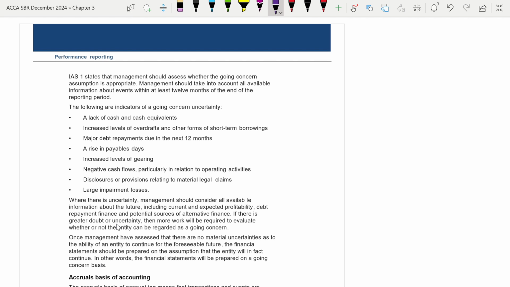IAS 1 states that management should assess whether the company is a going concern. You have to assess whether the going concern assumption is appropriate. As an auditor also, we have done this in auditing; the auditor has to give in a part of the report that the company is a going concern. Here, management should also assess that the company is a going concern for the next 12 months. Then only we will say that we are preparing the accounts as per IAS 1. Management should take into consideration all available information for at least 12 months from the reporting period.